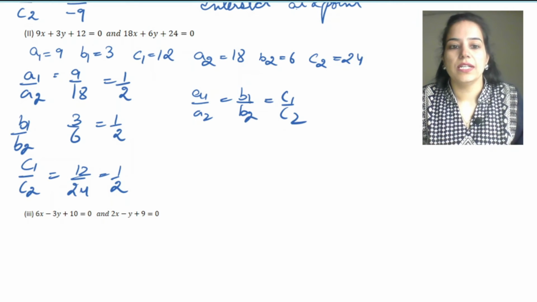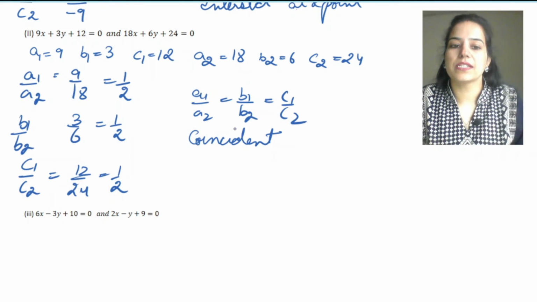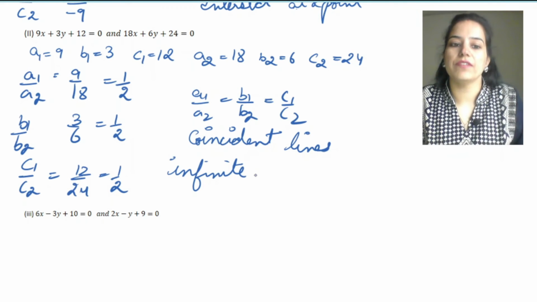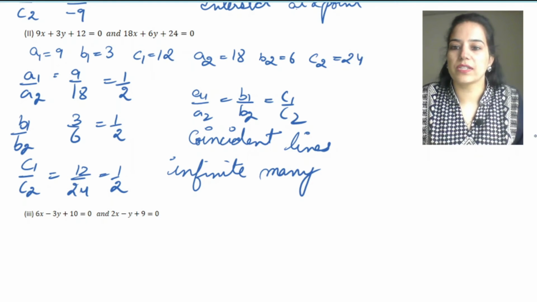All three are equal. So this means the lines are actually coincident. Coincident, right? It is basically the same line only, right? So coincident lines, right? They will overlap each other, or if they ask for solutions, such a case will have infinitely many solutions, right? Let's look at the third part now.